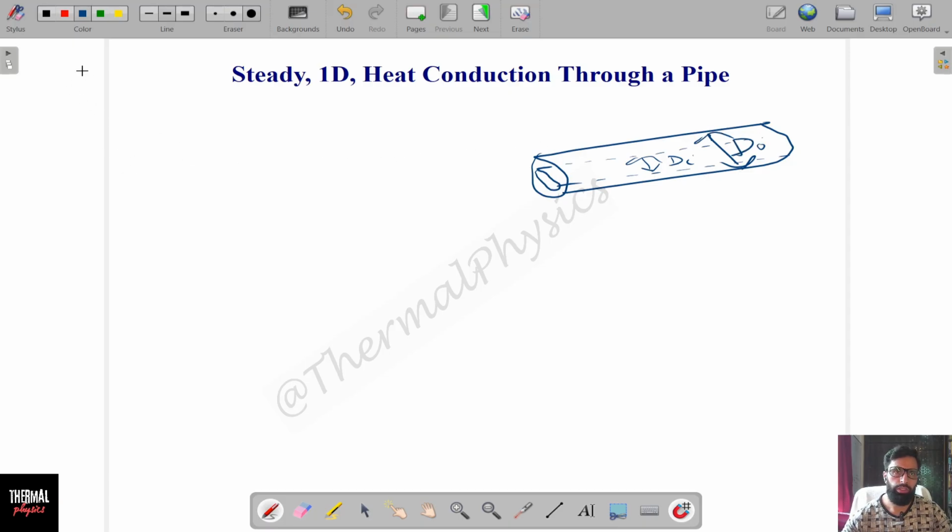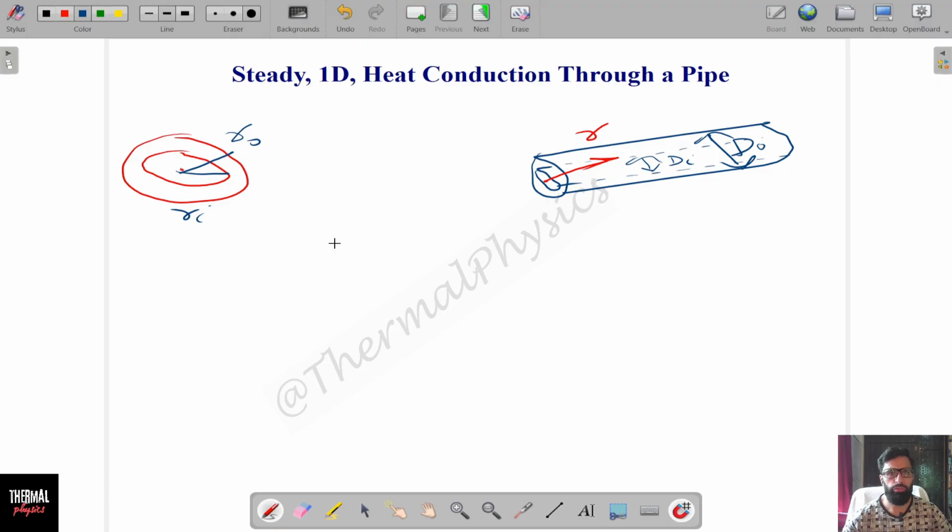So, what we have to do is we will study the heat transfer along the radial direction of this pipe thickness. If we see this circular cross section of the pipe, it will be something like this. It will have inner radius and it will have outer radius.